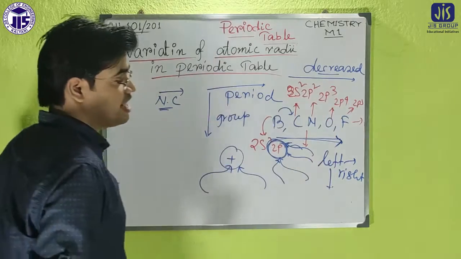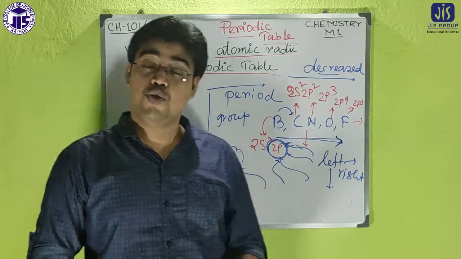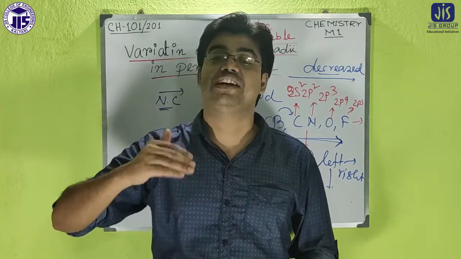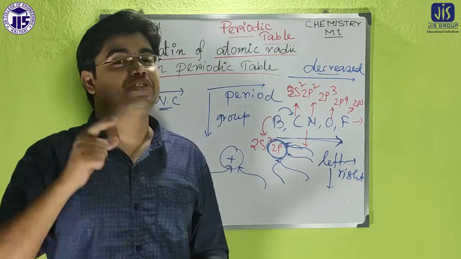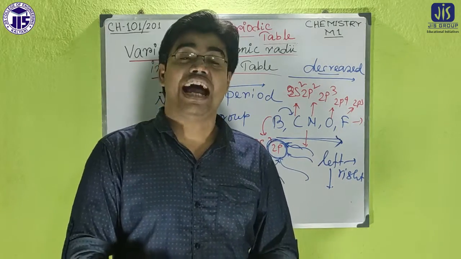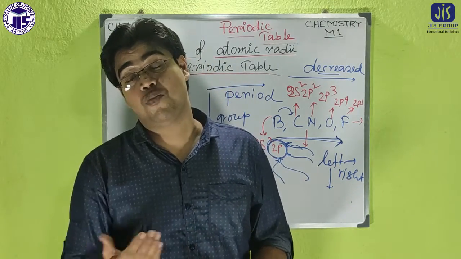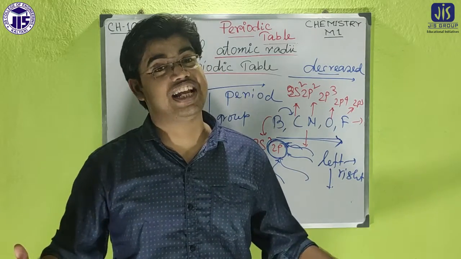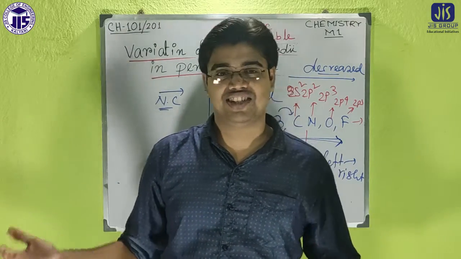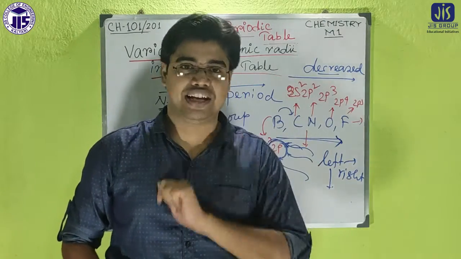Size will be decreased. So what is the conclusion? The conclusion is that from left to right, when we move, one proton is added in the nucleus, so nuclear charge is increased, but the electron is added in the same shell, or same subshell. That means the nuclear attraction force is increasing step by step, but no extra shell is added when we move from left to right. If attraction force is increasing, then obviously size will be decreased from left to right.